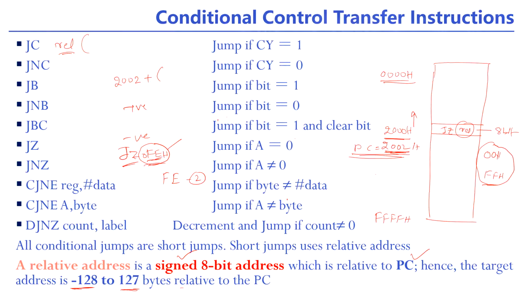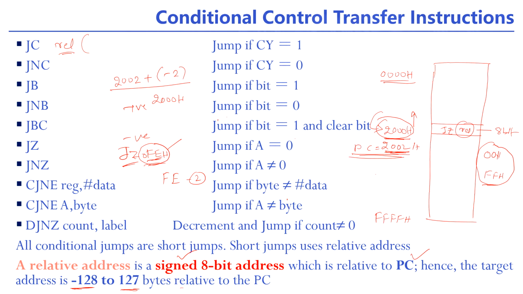What is the value here? This is minus 2. FE is nothing but minus 2. 2002 minus 2 is nothing but 2000H. That means after execution of this instruction, it will execute the same instruction again. That is why we provided minus 2 here, and this is called a backward jump.